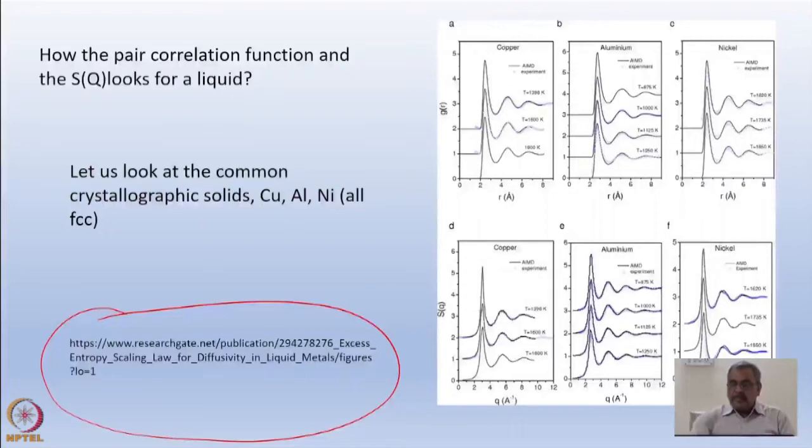And this is what you get if you measure the S of Q; the measured S of Q data is taken from here. You can simulate the same data using a random arrangement of spheres. And here the experimental data and the fitted curves are shown for copper, aluminium and nickel. So you can see that when they melt, they still retain the local structure, and their g of r evaluated from the fit of this is given in the top panel. Exactly what I talked to you about.